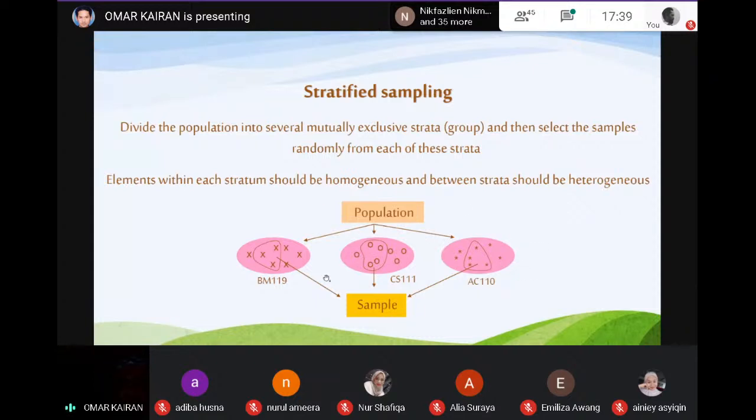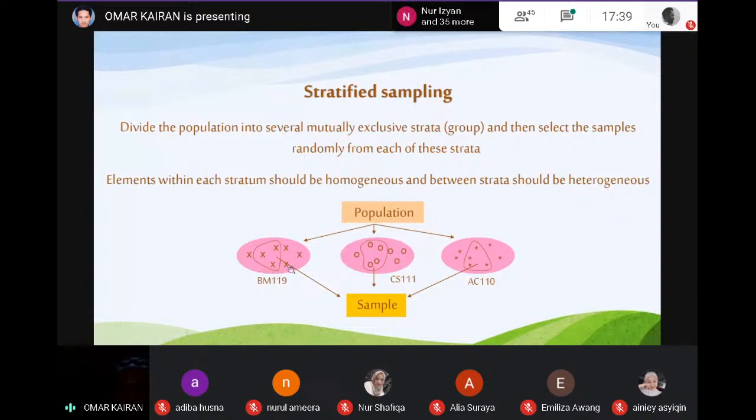Mereka mempunyai ciri-ciri yang berbeza. Ini namakan sebagai heterogeneous. Okay, heterogeneous means there are differences between groups. But within the groups they are homogeneous. They are the same. They have the same characteristics. Dalam student study semuanya budak-budak yang suka mengira.